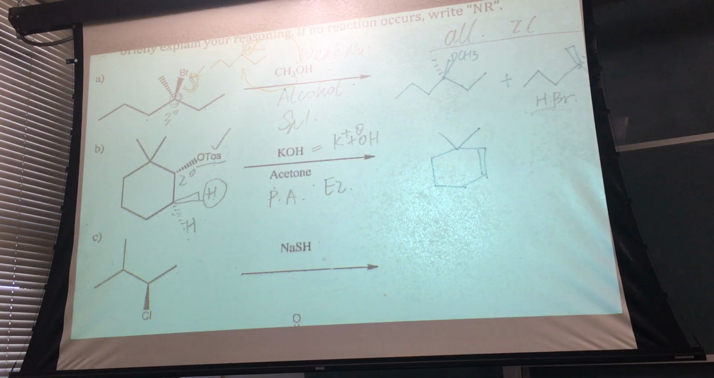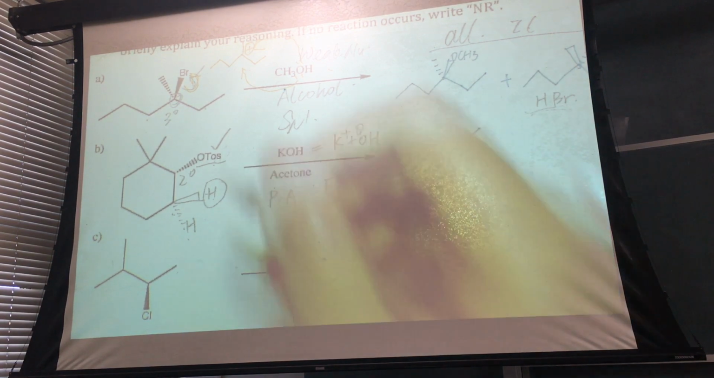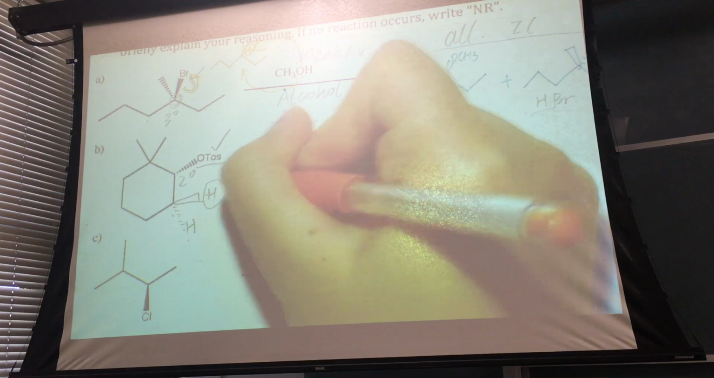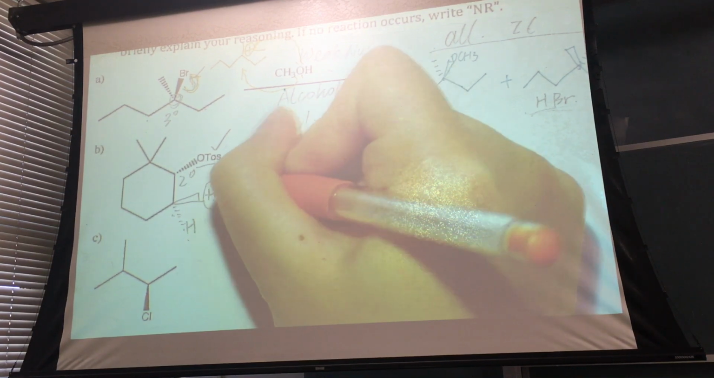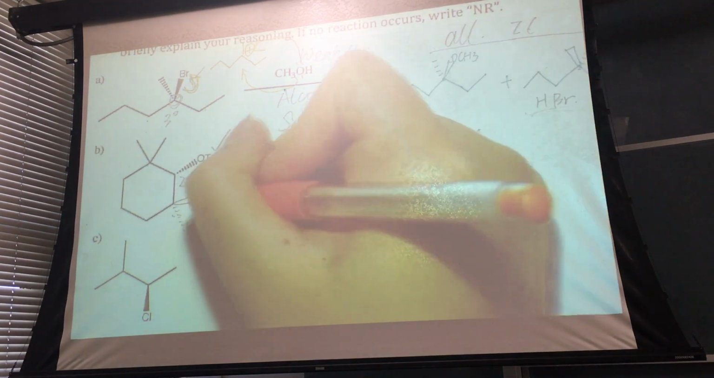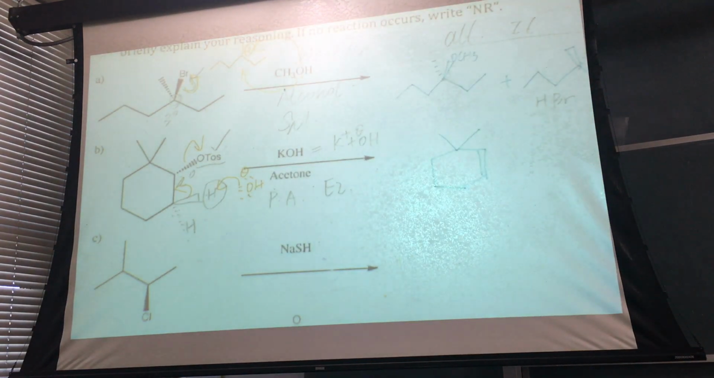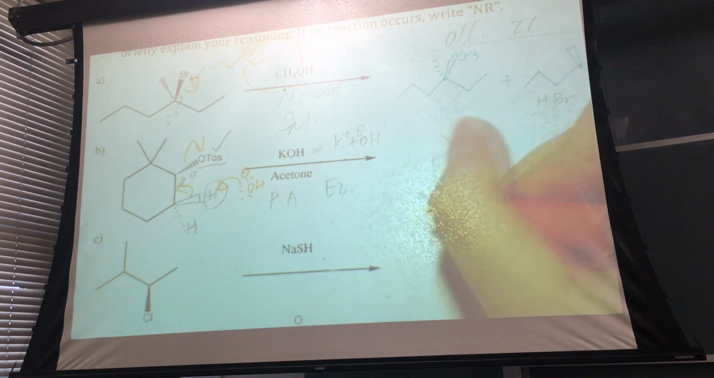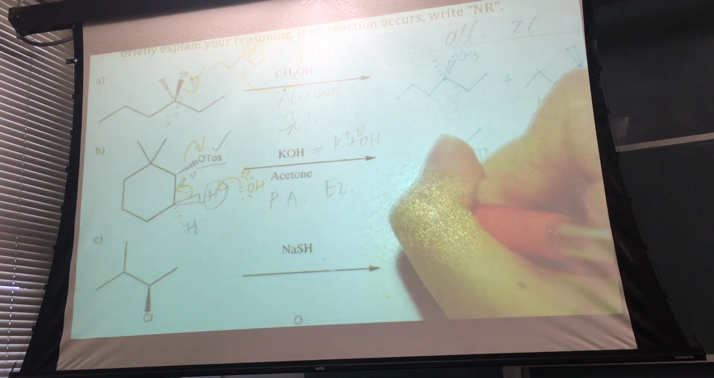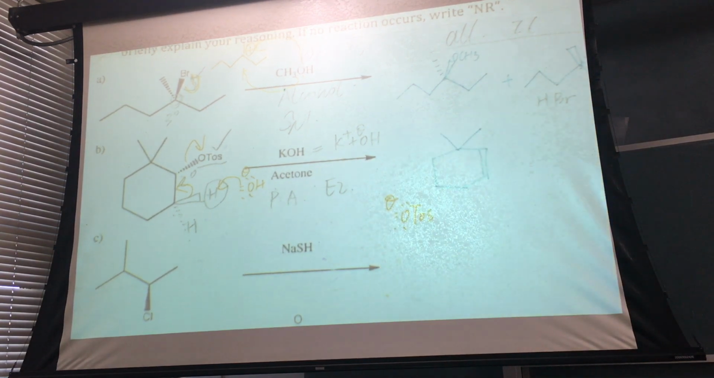But how it works is your OH grabs this hydrogen and then kicks the leaving group off. So you also have OTs minus around, but you don't have to show that.